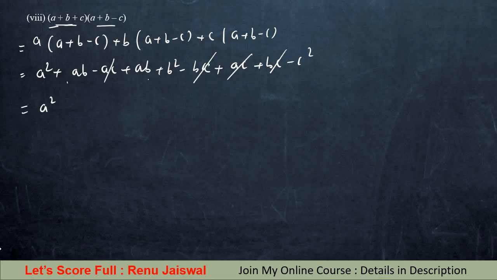a square, ab and ab, 2ab, and then here I have b square, and then again minus c square. This is our final answer. Correct?